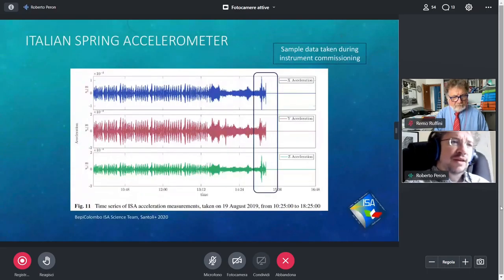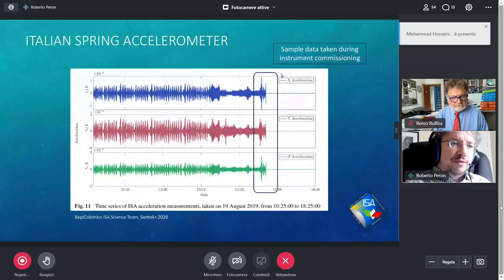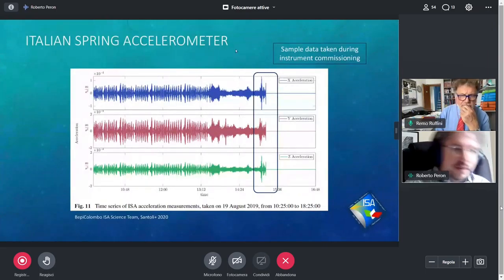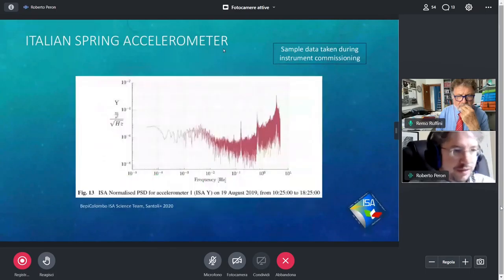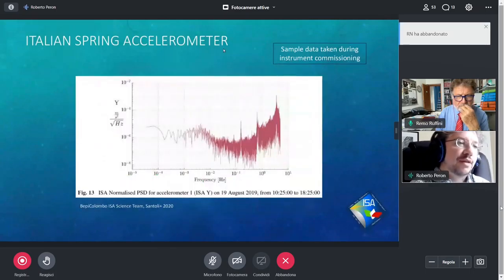You can see here, in particular, the boundary between two periods, one where in the spacecraft there is a lot of mechanical activity, and the other one, where apparently there is no activity. Indeed, if you zoom in, you will notice a lot of signal. And you can see the spectra of the signal.